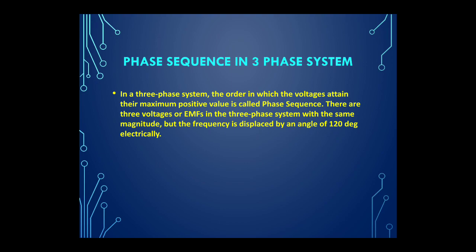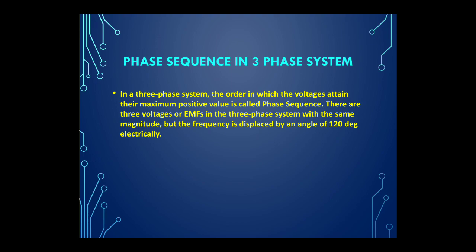In a three-phase system, the order in which the voltages attain their maximum positive value is called phase sequence. That means the voltages attain their maximum peak value, or the 90-degree value. So these are the peak or maximum values of a voltage, and sequence means the angular displacement between these maximum peak values of the voltages in a three-phase system.